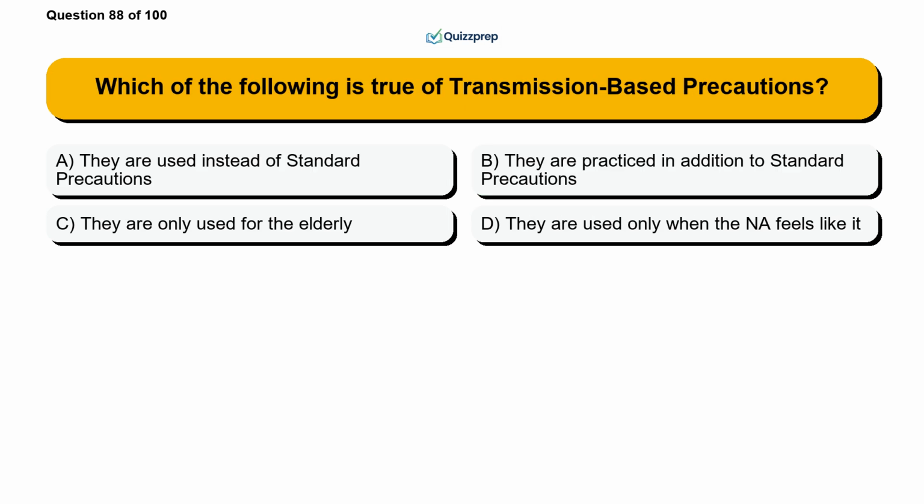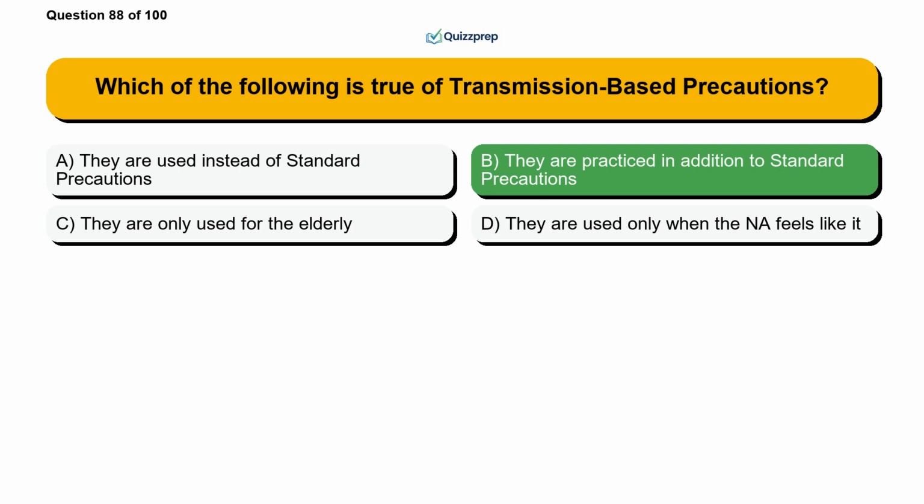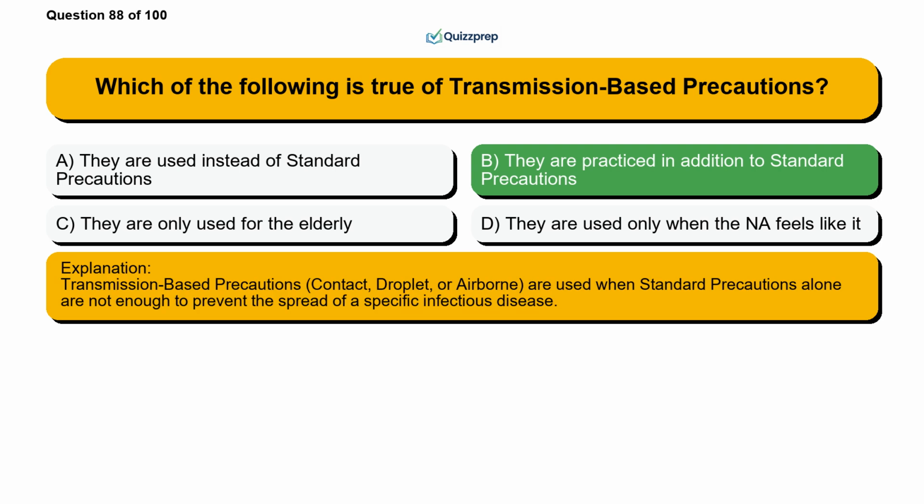Question 88. Which of the following is true of transmission-based precautions? Option A, they are used instead of standard precautions. Option B, they are practiced in addition to standard precautions. Option C, they are only used for the elderly. Option D, they are used only when the NA feels like it. The correct answer is option B, they are practiced in addition to standard precautions. Transmission-based precautions, contact, droplet, or airborne, are used when standard precautions alone are not enough to prevent the spread of a specific infectious disease.